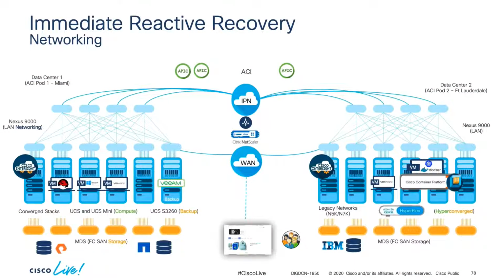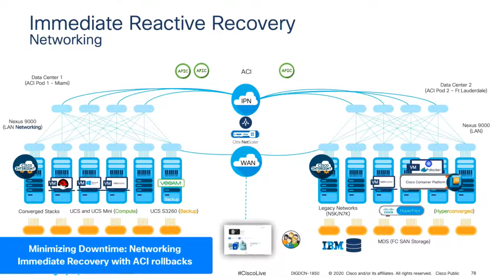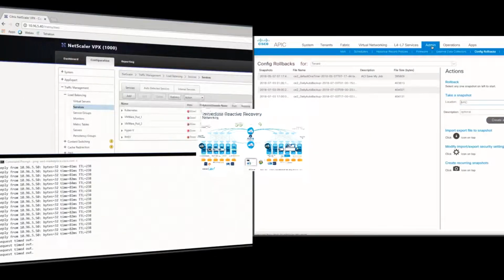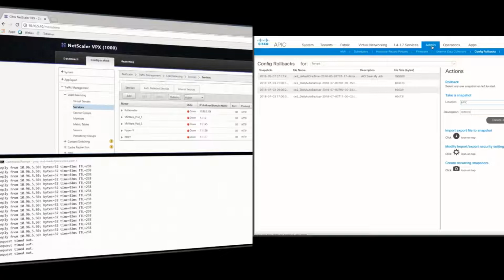If this was your traditional network, where would you start troubleshooting? VMware, Hyper-V, the physical network, then on which switch and which data center? I think that the best troubleshooting is no troubleshooting at all, and that is exactly what ACI does, by performing immediate reactive recovery through the feature called snapshot and rollback.